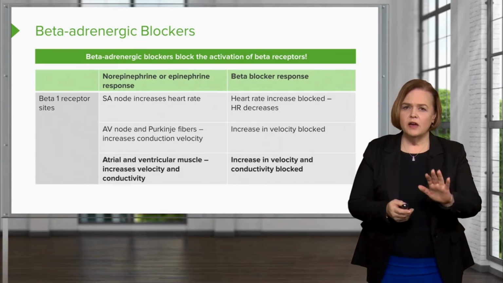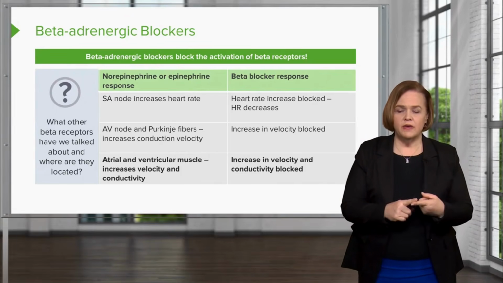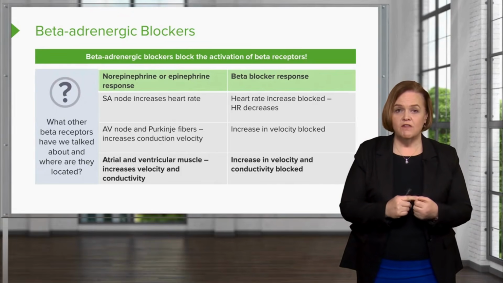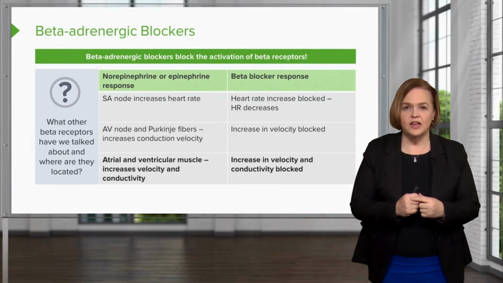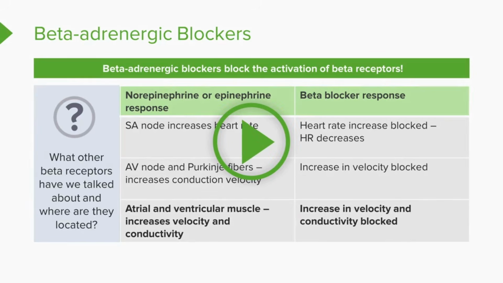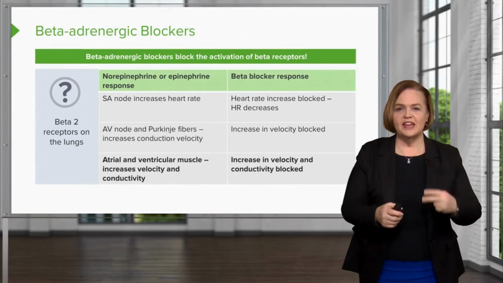But stop and pause for a minute and think. What other beta receptors have we talked about and where are they located? We have beta-1s on your heart. So where are the other receptors located? You got it. Beta-2s are located on your lungs.